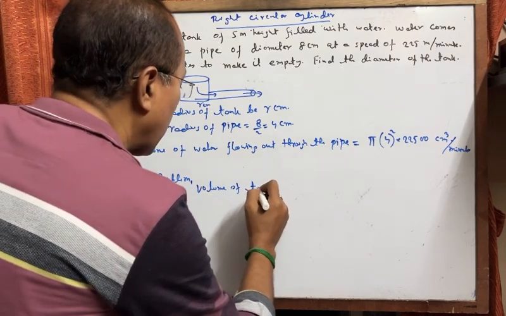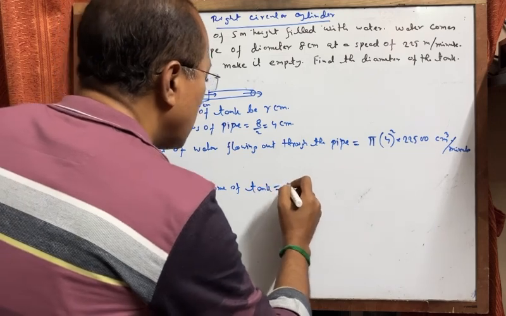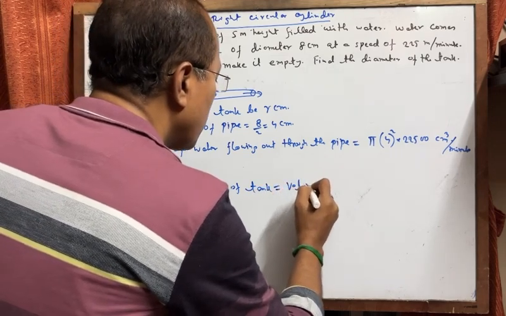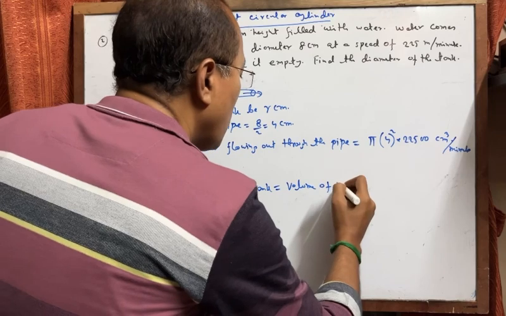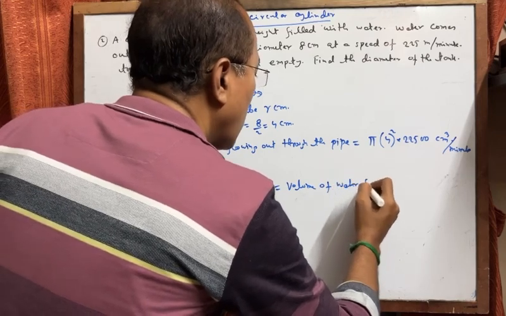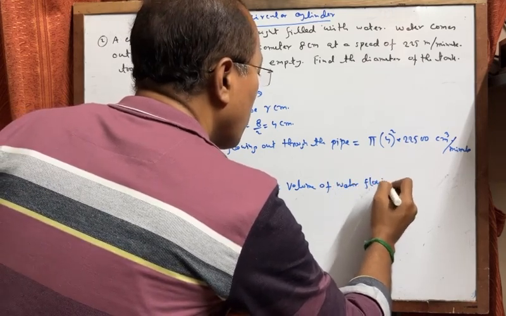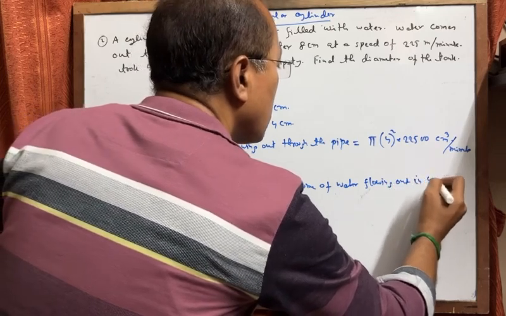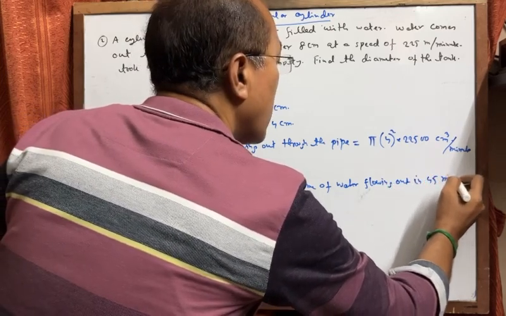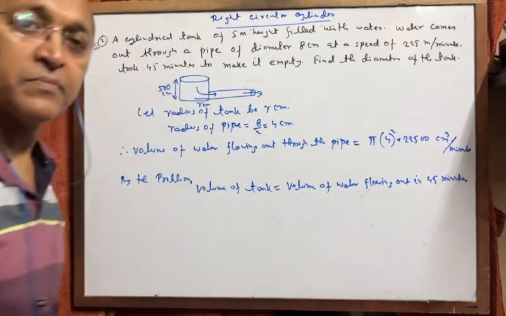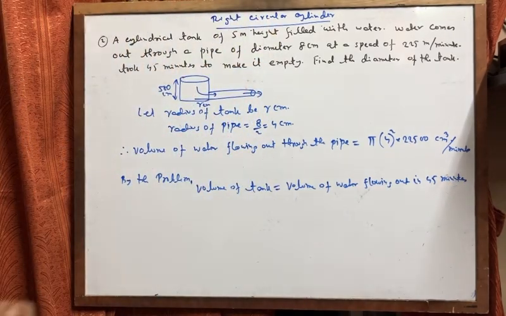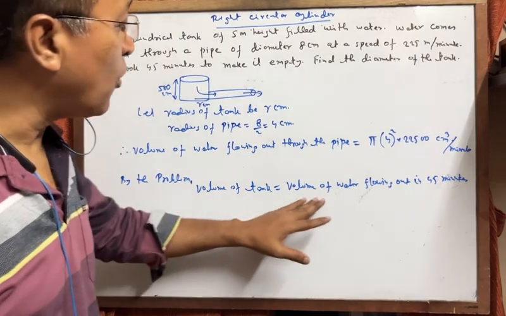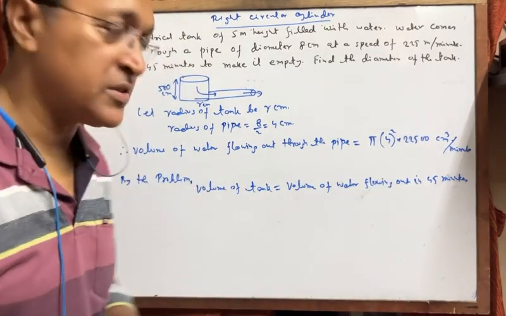volume of tank will be equal to volume of water flowing out in 45 minutes, right? So volume of tank is equal to volume of water flowing out in 45 minutes.